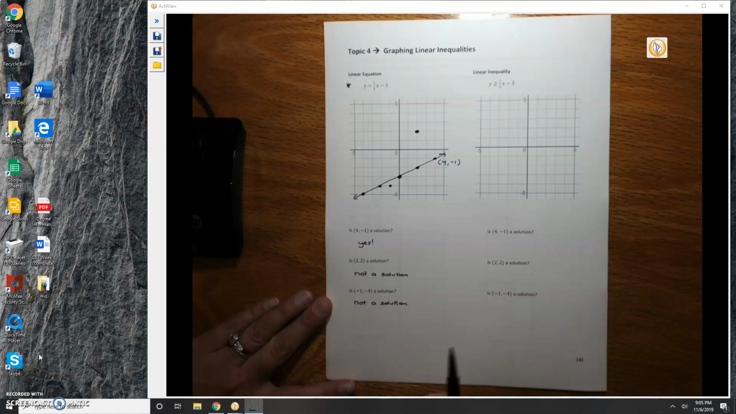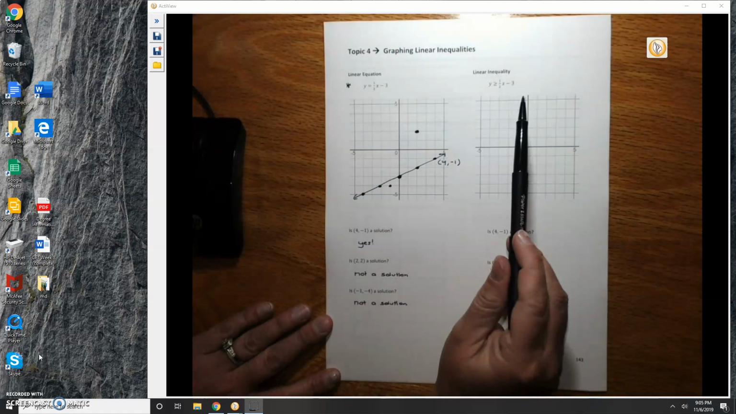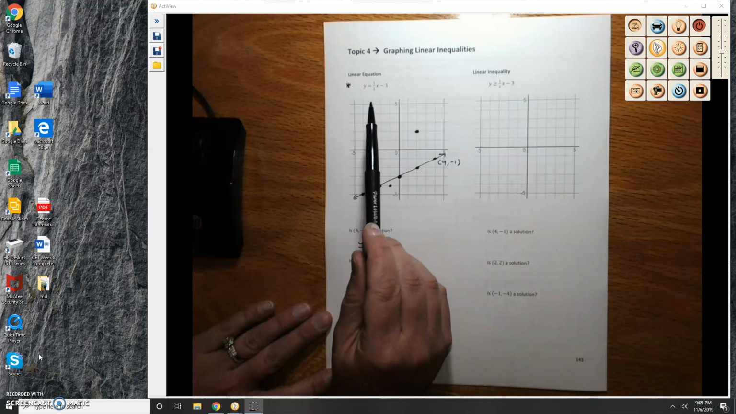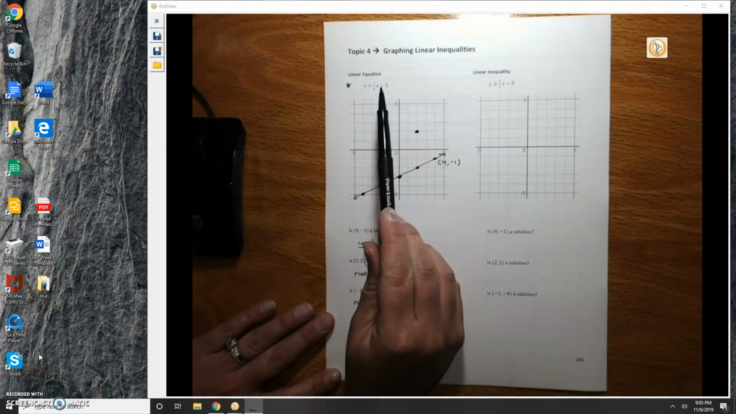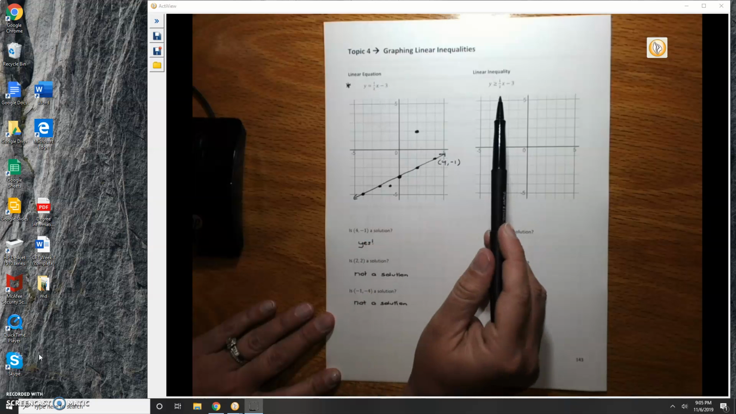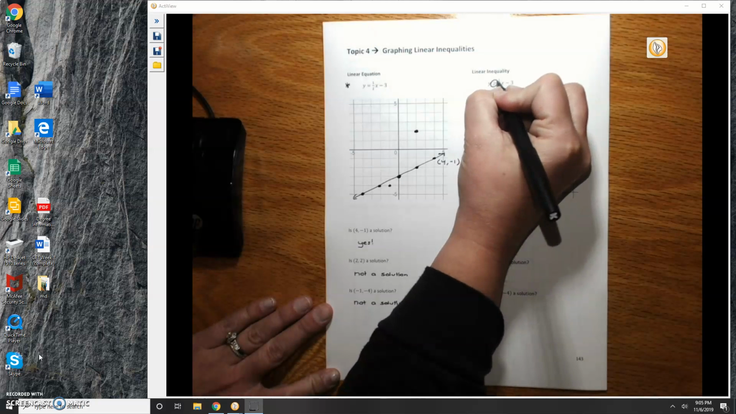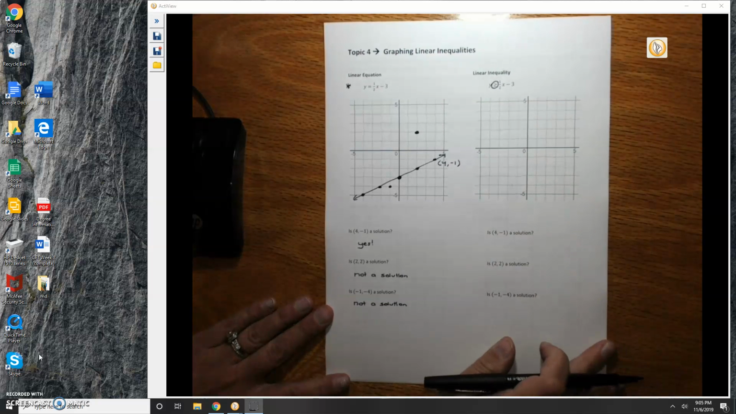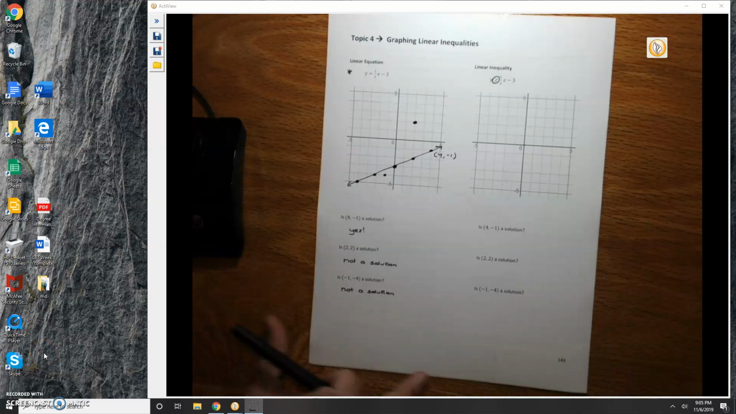Now, there are very few differences between this and this. In fact, if you look at the equations, we've got y equals 1/2 x minus 3. But over here, we have changed the sign. Instead of an equal sign, we have a greater than or equal to sign. And that actually changes our graph significantly.